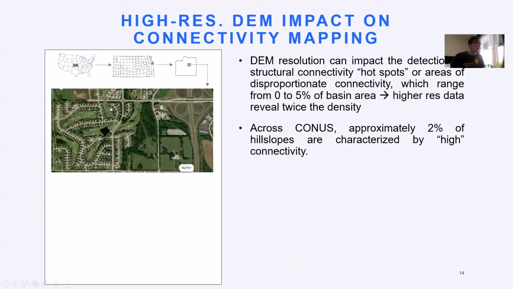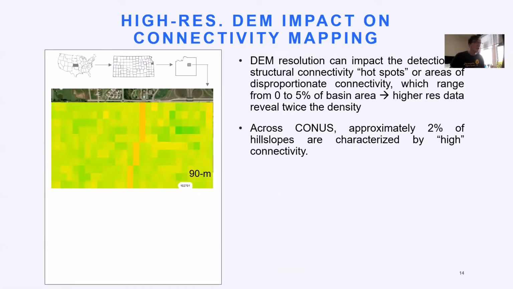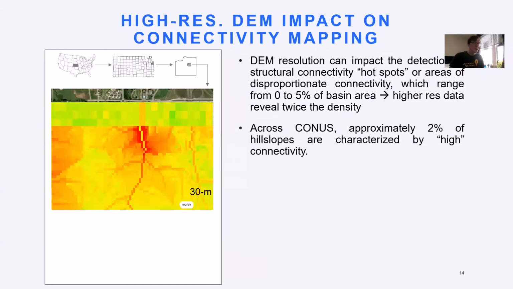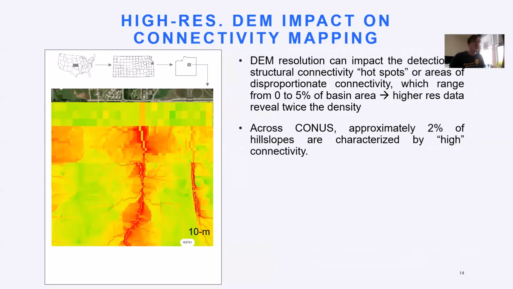Well, here we have this residential area and this cloverleaf interchange in a field. This is about 1 kilometer across. If we go to 90-meter resolution, we see the main river channel, but not much else. As we go to 30 meters, we start to pick out some of the tributaries off the main river as high connectivity. Then when we go to 10 meter, we can actually pick out that cloverleaf interchange a little better and more of the tributaries.